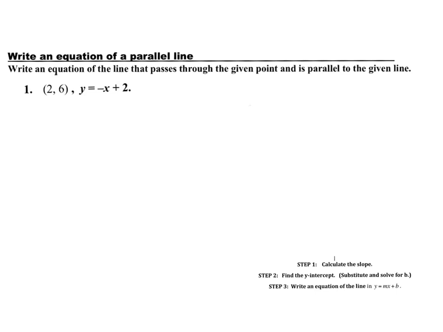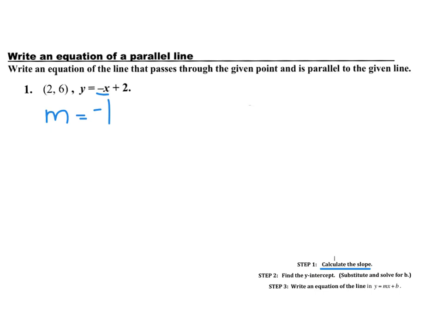Write an equation of the line that passes through the given point and is parallel to the given line. So step one, we need to calculate the slope. So let's take a look at this first one, and I have y is equal to negative x plus 2. So our slope, remember, is the number with that variable right here. And I don't have a number in front of that variable, but I have that negative sign, meaning that there's going to be a negative 1. So my slope is going to be negative 1.